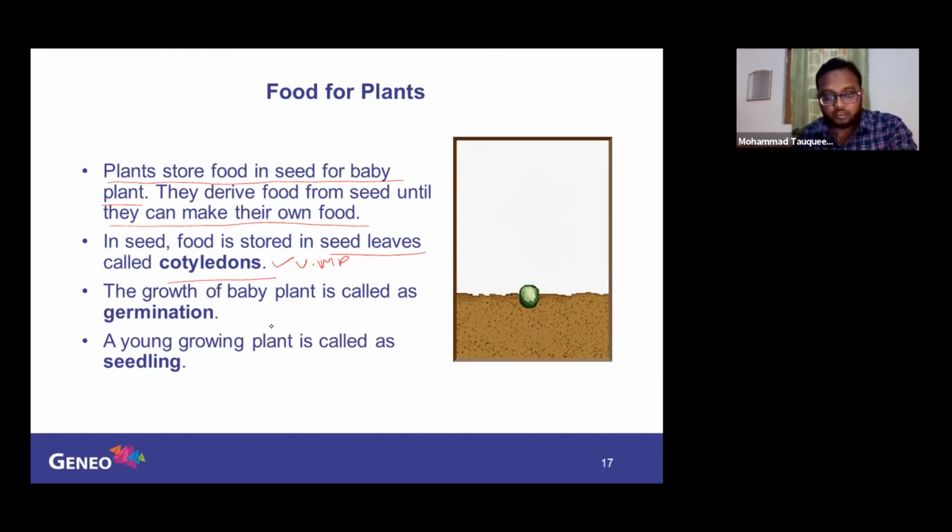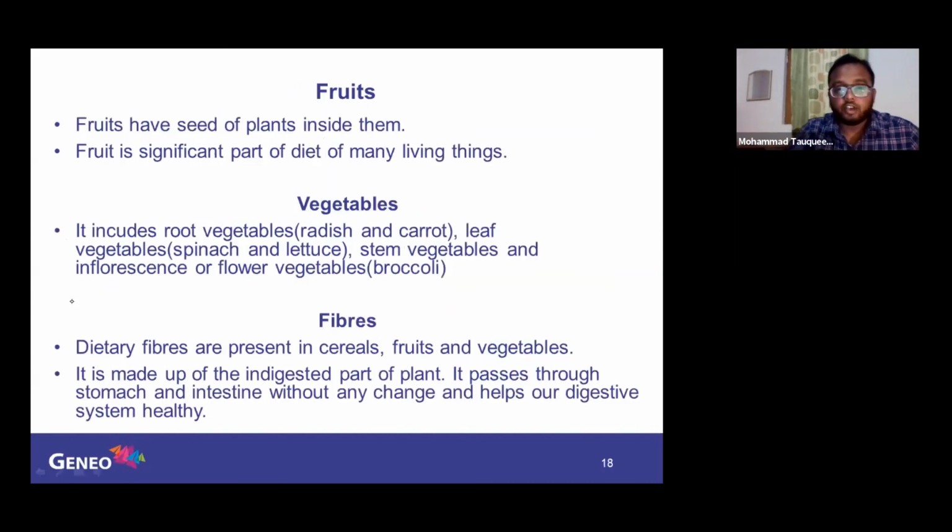So in this slide, you must remember this point. This terminology is important, and this one is important. I hope food for plants is clear. Now moving to another plant thing, fruits. We consume fruit. Fruits have seeds, like guava has seeds.